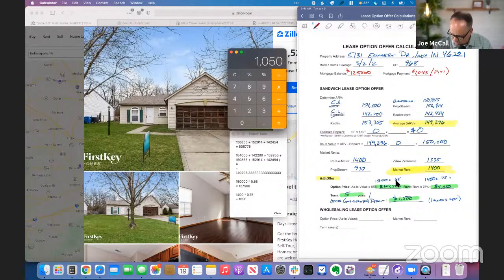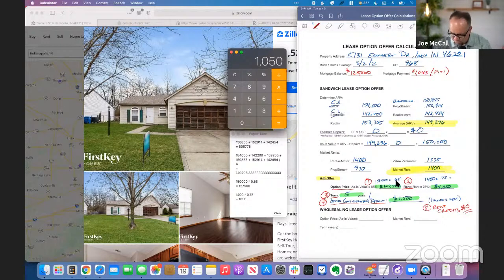You can negotiate the option price, the rent, the term, the option deposit, and there's also a 5th thing that you can negotiate: rent credits. Now, in this case, I'm doing 0. I'm not going to offer any.